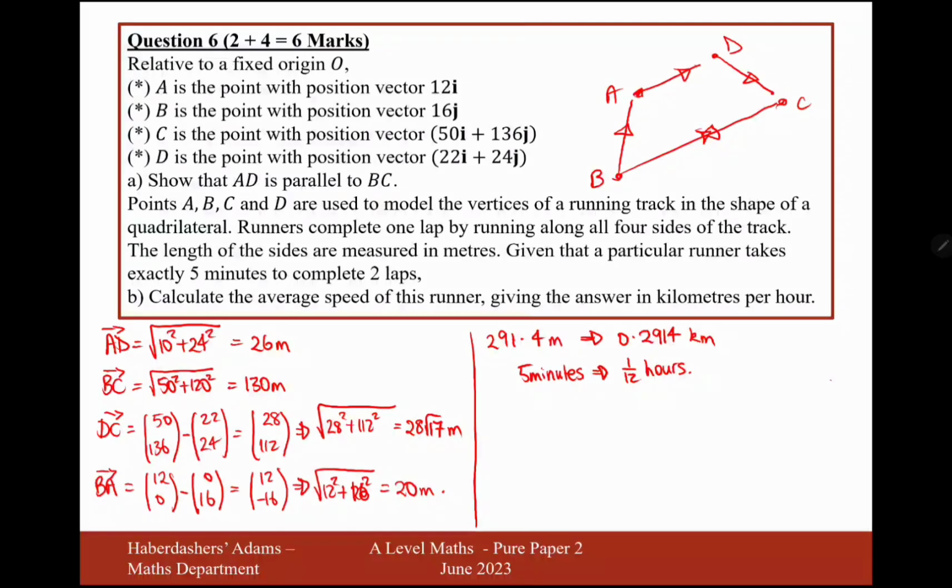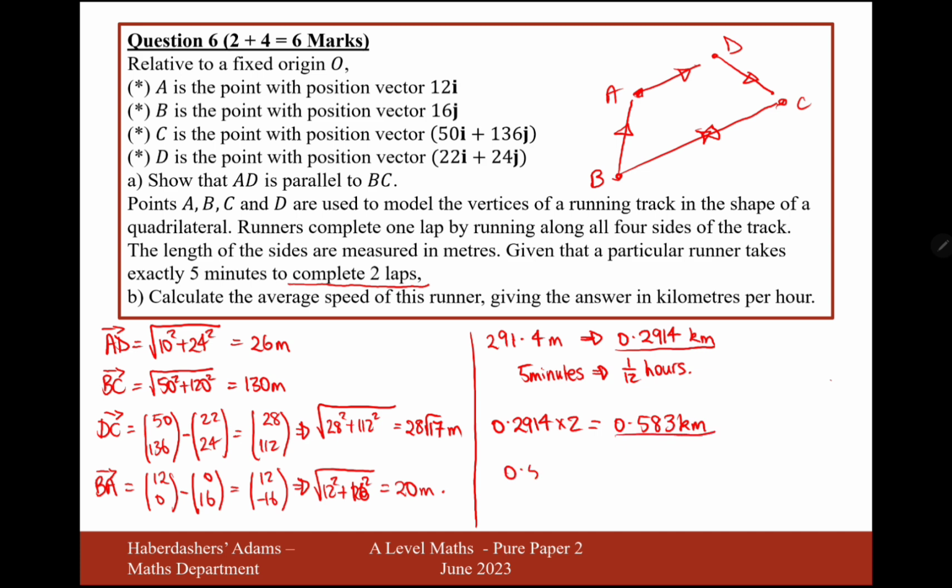Right, okay, so before I move on to calculating the answer, it says complete 2 laps in 5 minutes. So this is the distance for 1 lap. So I'm first going to do 0.2914 times 2, which gives an answer of 0.583 kilometers roughly.